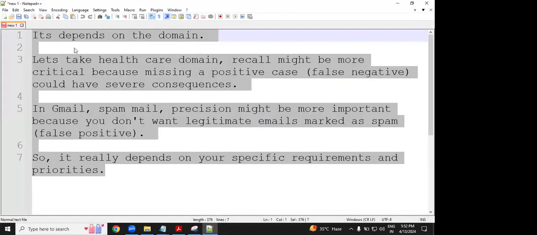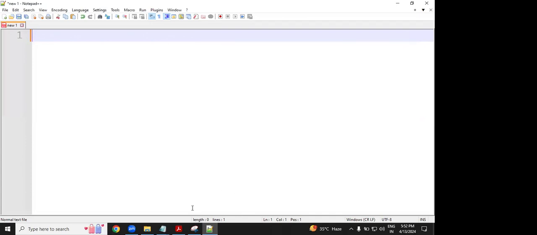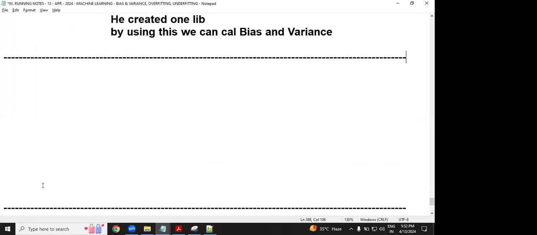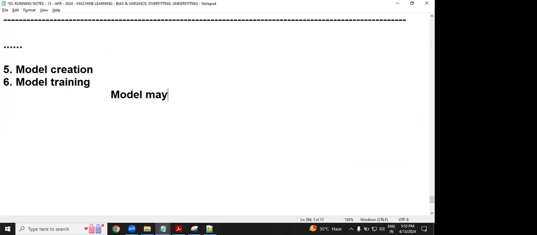What exactly I'm trying to explain is, let me tell you. Tell me all the ML steps actually. Step number 5 is what exactly? Model creation. Step number 6, model training. During model training, the model may face two types of errors. How many types of errors? Two types of errors. First error is bias, second error is variance. Good.